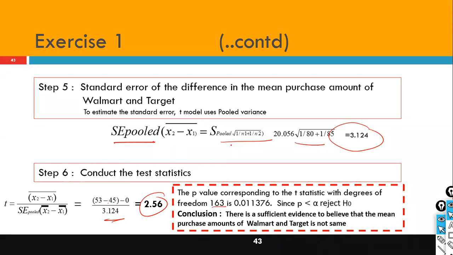In the table, you remember, on the left side, you will find 163 and 0.05, you will find something, right? So in general, the p-value is 0.11376. Since the p-value is less than alpha, we are going to reject the null hypothesis, and we are going to say that there is sufficient evidence to believe that the mean purchase of Walmart is not the same. That is what we are going to conclude.